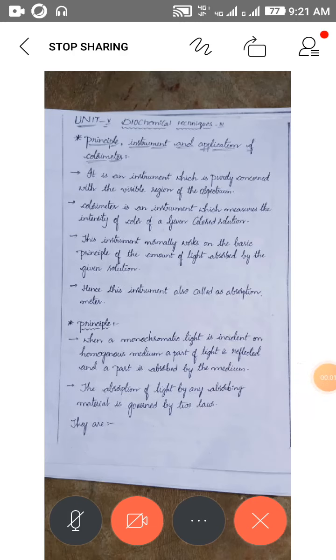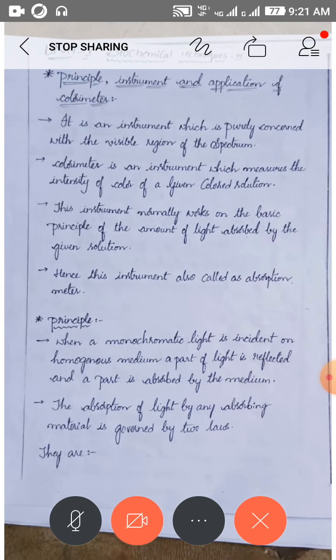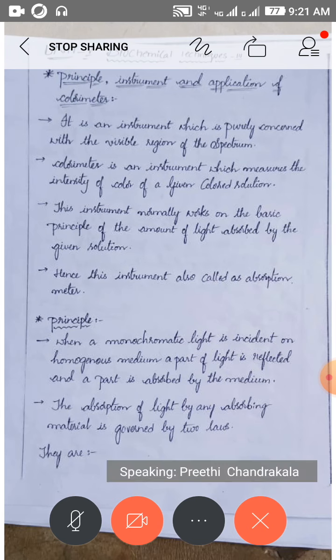Today we are going to discuss the principle and applications of colorimeter. A colorimeter is an instrument purely concerned with the visible region of the spectrum, and it is used for the measurement of intensity of color of a given colored solution.